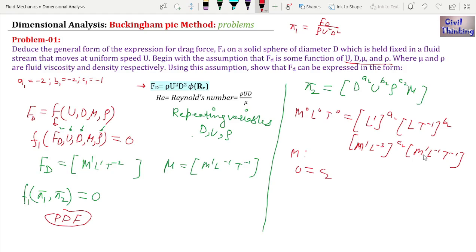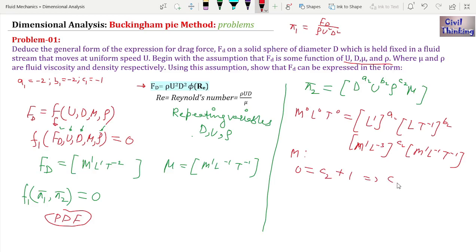Here the power of M is 1, so it is plus 1. Now why am I adding this? Because these M to the power c2 and M to the power 1 are in multiplication. It is like this: M¹ multiplied by M^c2. In multiplication, when the bases are the same, powers are added. So it is M to the power 1 plus c2. So the power of M is 1 plus c2. If I am going fast or you have any problem, please let me know in the comments.